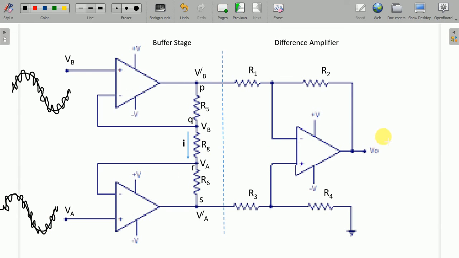So across the output, what we get is the amplified difference mode signal only. This is the output of the instrumentation amplifier. That's it in this chapter.